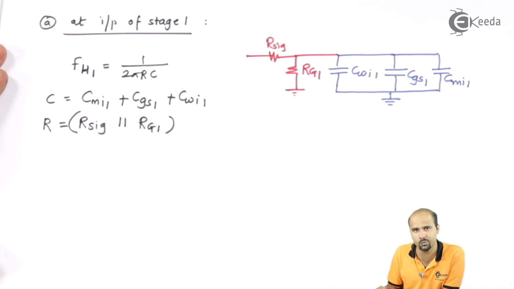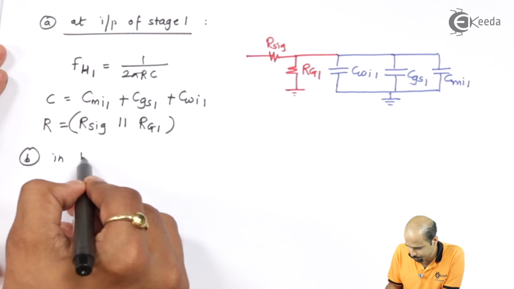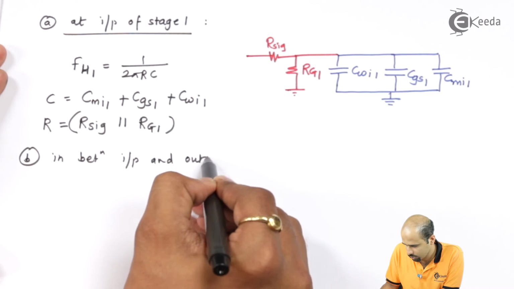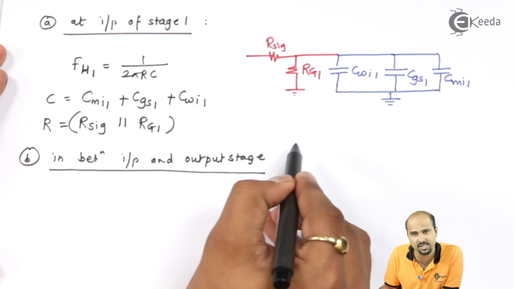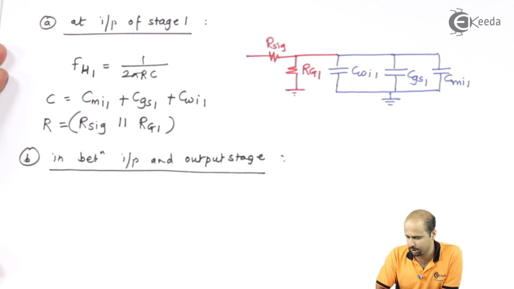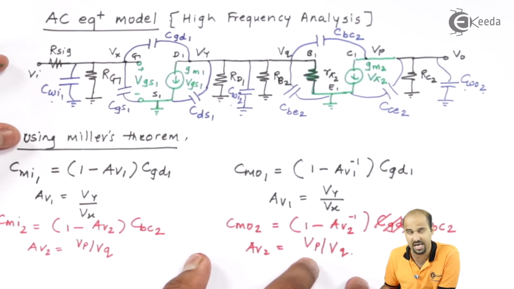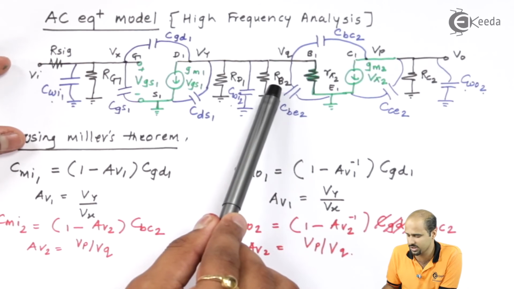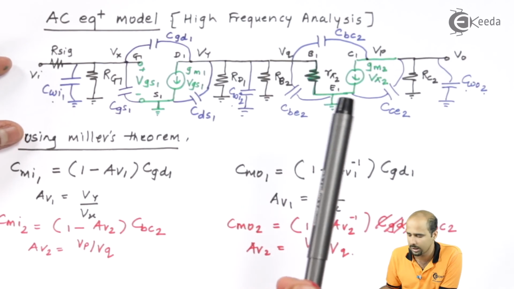Now in the similar fashion, we will move towards the next part of the RC circuit, in between input and output stage, in between stage 1 and stage 2, or in between input and output stage. So we can say that the circuit will look like with many capacitances and many resistances as well. So RD1 will be the first resistance, RB2 is the second resistance, and RPi2 is another resistance. All the resistances are connected in parallel, right?